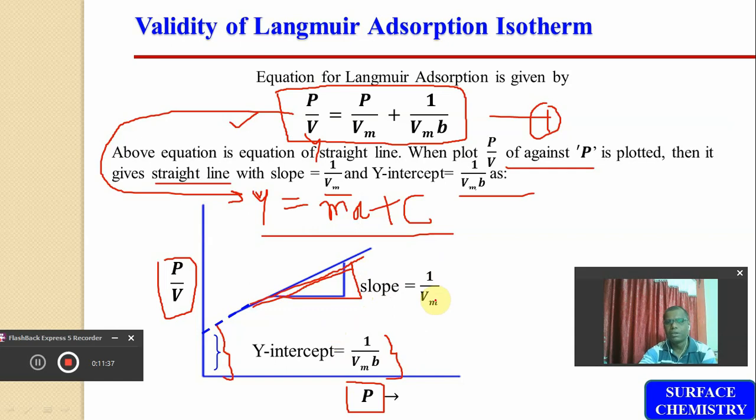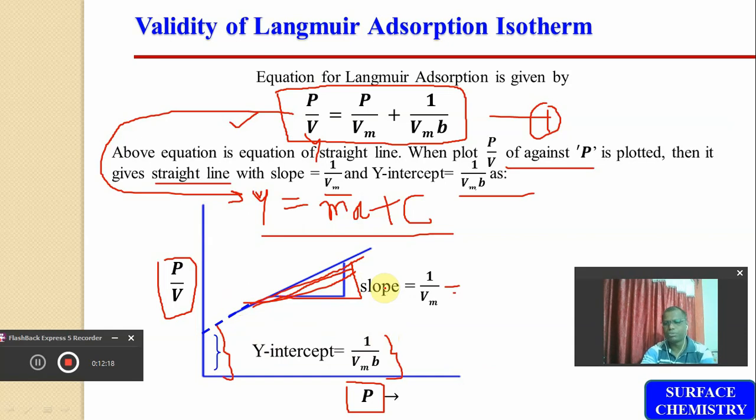It means that for any adsorption isotherm, if we plot the graph of P upon V versus P, then we should get such a straight line having y-intercept and a positive slope, and that slope will be equal to 1 upon Vm. It's very simple. If we get such a straight line having y-intercept and positive slope, then we can say that this adsorption follows Langmuir adsorption isotherm, otherwise it will not. So here we should get such a plot having y-intercept and the positive slope.